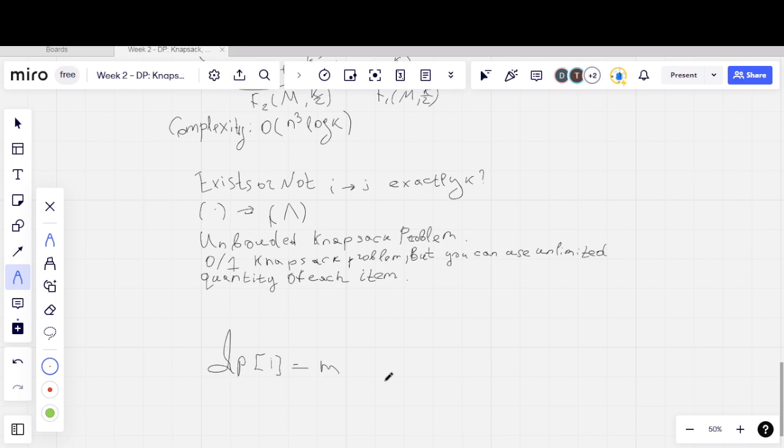Okay, no. Well, what I'm thinking is that, okay, let me write it out. So if we have, let's say, DP of i, this is the maximum weight.